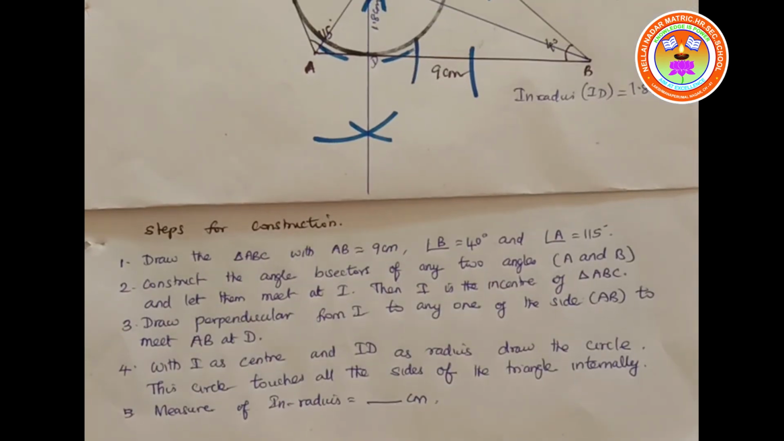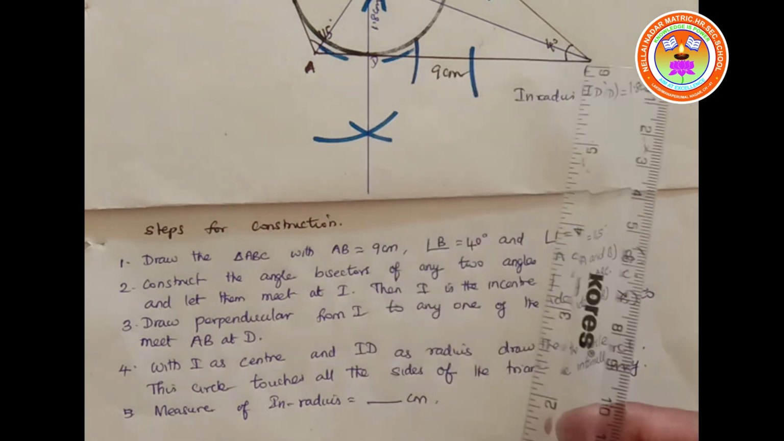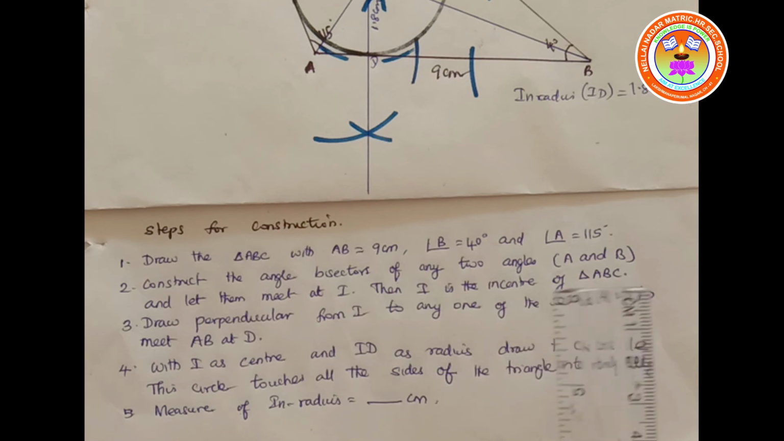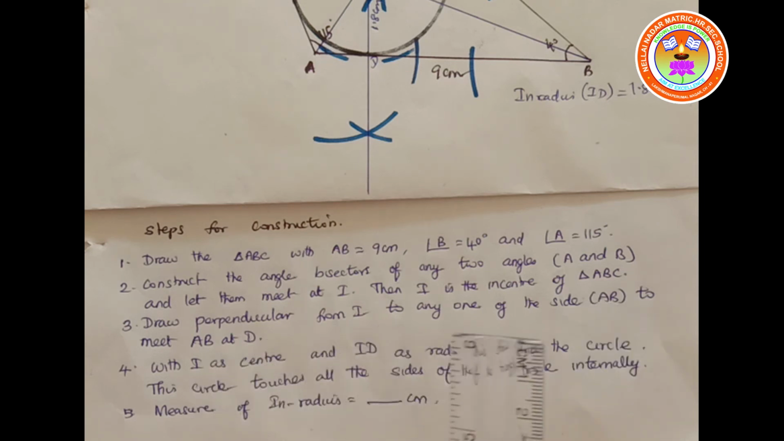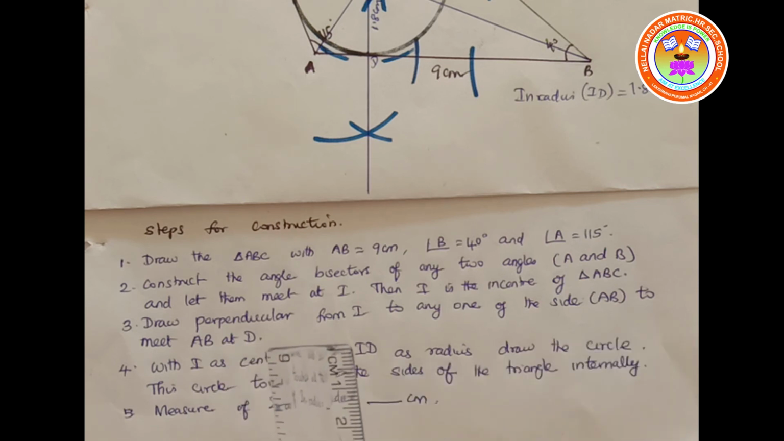Steps for construction. Draw the triangle ABC with AB equal to 9 centimeter, angle B equal to 40 degree and angle A equal to 115 degree. Construct the angle bisector of any two angles A and B and let them meet at I. Then I is the incenter of triangle ABC. Third point, draw perpendicular from I to any one of the side AB to meet AB at D. With I as center and ID as radius, draw the circle. This circle touches all the sides of the triangle internally. Measure of inradius, that is equal to ID, is 1.8 centimeter. It's clear children. By this we have completed question number 7.